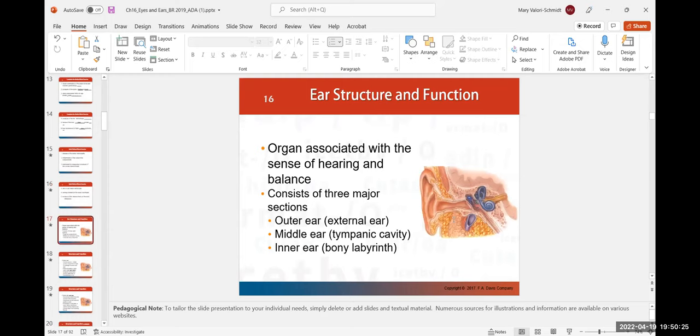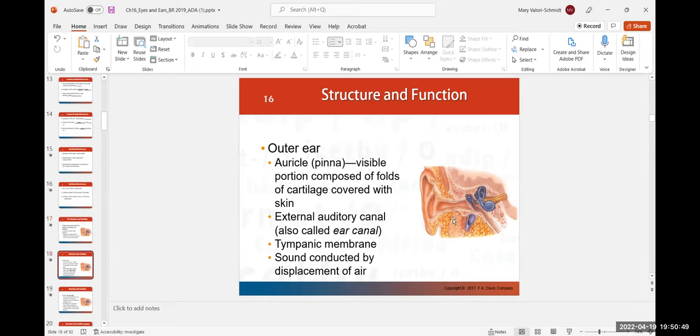Oops. So then we have the ears. So that's how we can hear. And it's also the thing that's in control of our sense of balance. We have three sections to our ear: the outer ear, the middle ear, and the inner ear. The outer ear is basically the part you can see, the external. The middle ear is the tympanic cavity, and the tympanic membrane is your eardrum. And then the inner ear is the bony labyrinth.